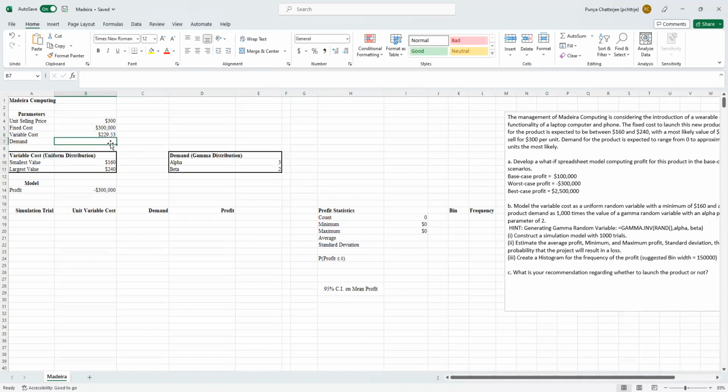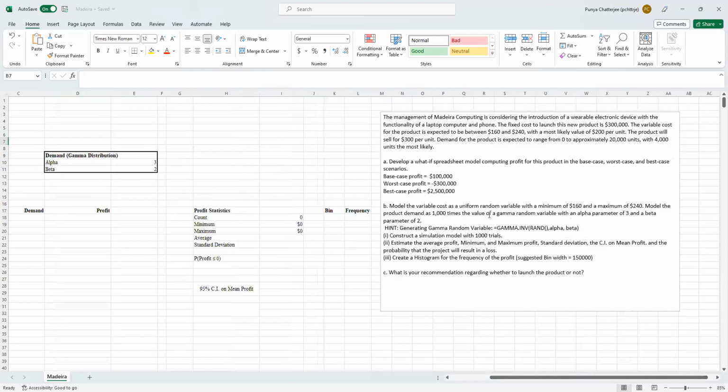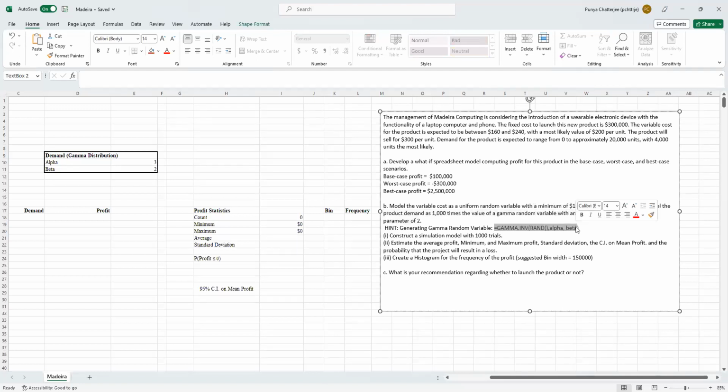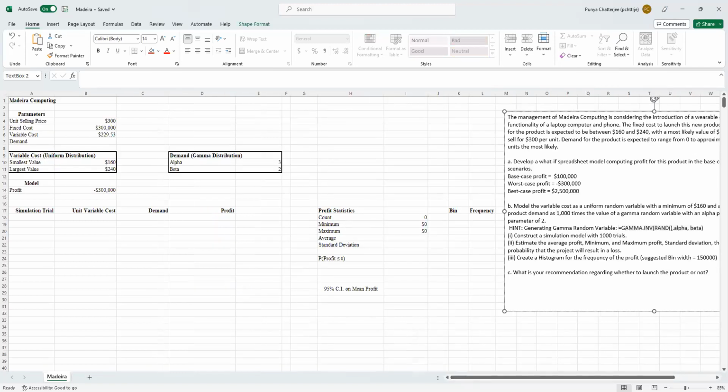The second random parameter is the demand. And they think that the product demand is 1,000 times the value of a gamma random variable with an alpha parameter of 3 and a beta parameter of 2. Okay, so this is also how you generate a gamma random variable. And again, I think you had it in your cheat sheet too. But just remember that you have to do demand equals 1,000 times this gamma.